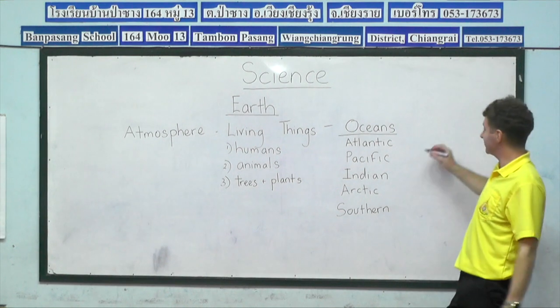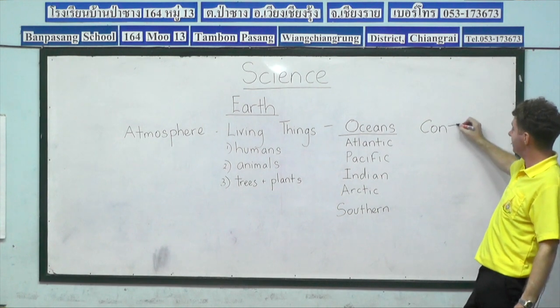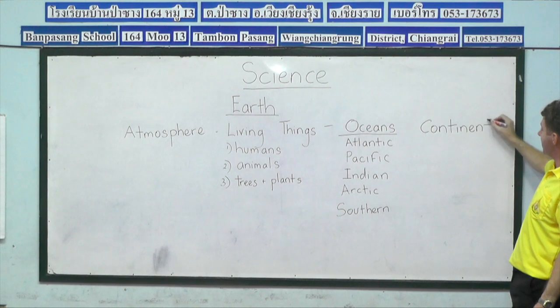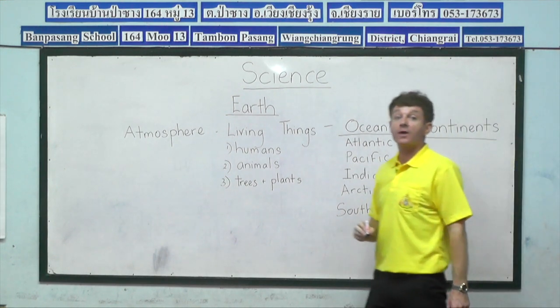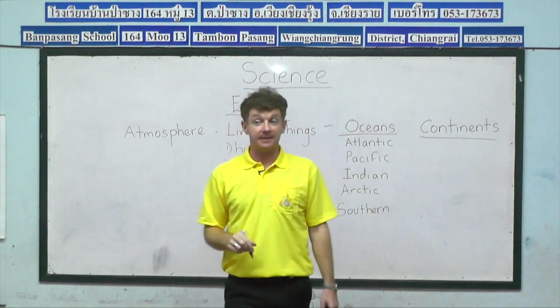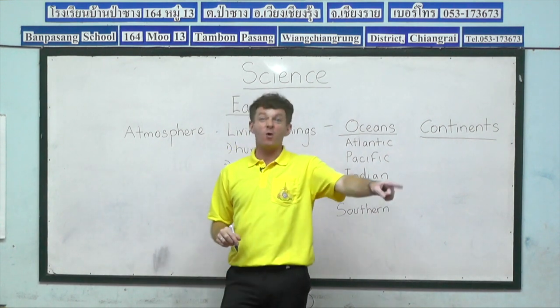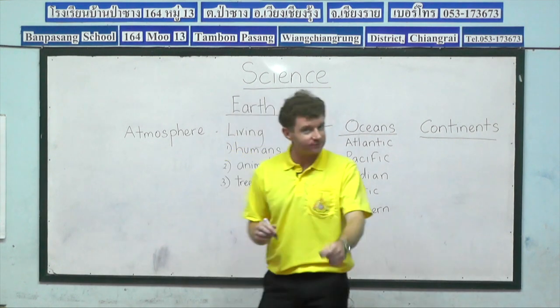How many on planet Earth? Seven, yes, well done, well remembered. C-O-N-T-I-N-E-N-T-S. Continents. Okay, so let's begin with the continent we are on now. Anybody remember? Thailand is the country. What continent is Thailand in? Begins with A. Asia, yes.